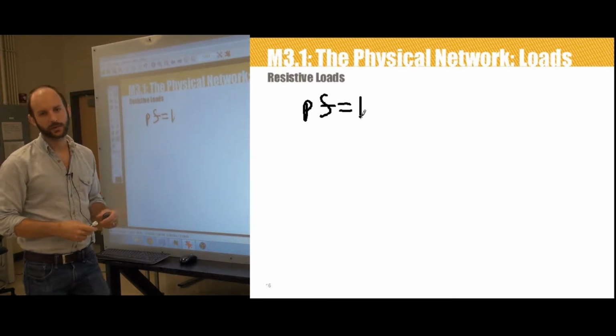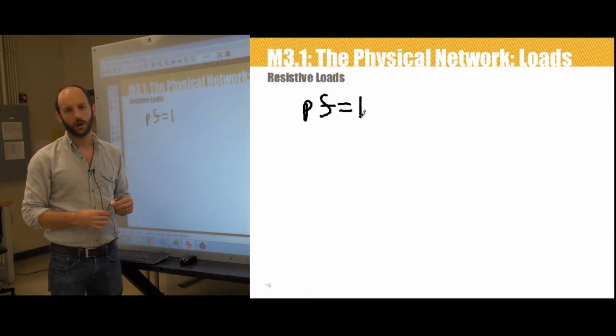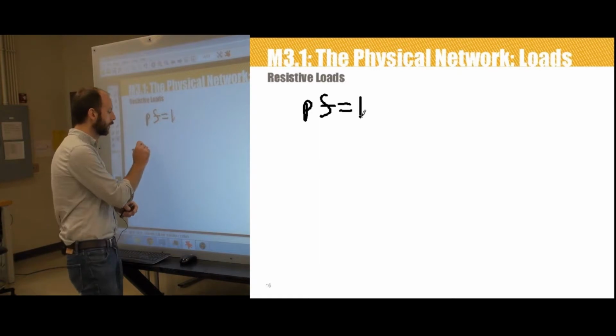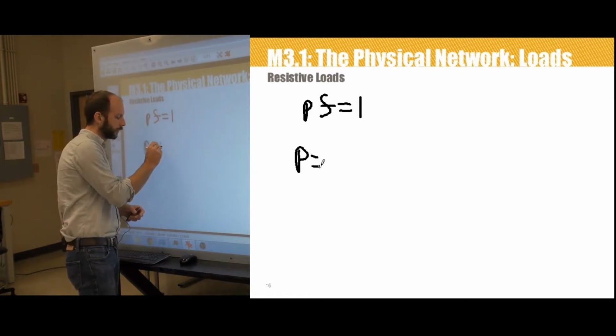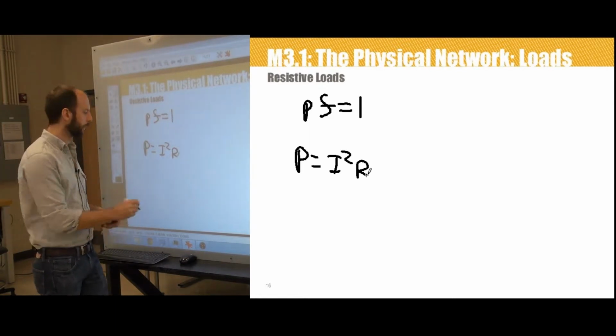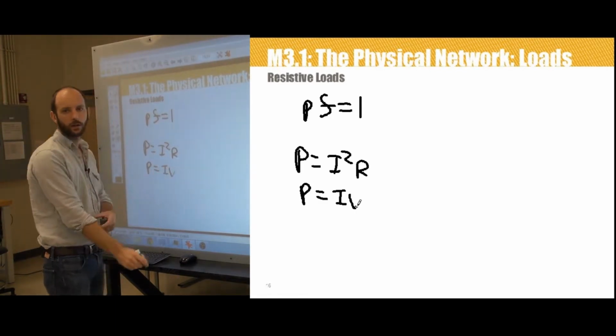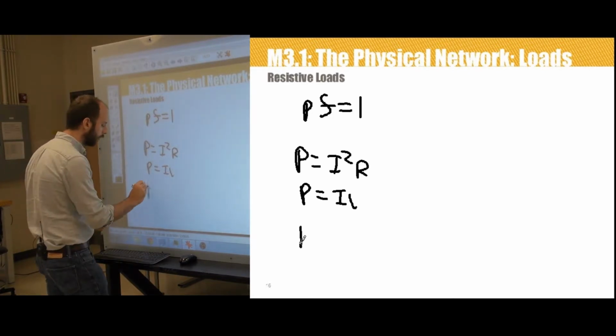We analyze resistive loads using Ohm's law, and they dissipate power according to the relationships P equals I squared R. That's the resistive heating law. P equals IV. And P equals V squared over R.